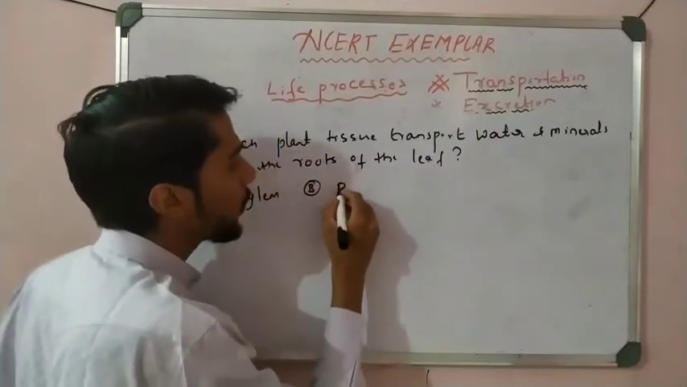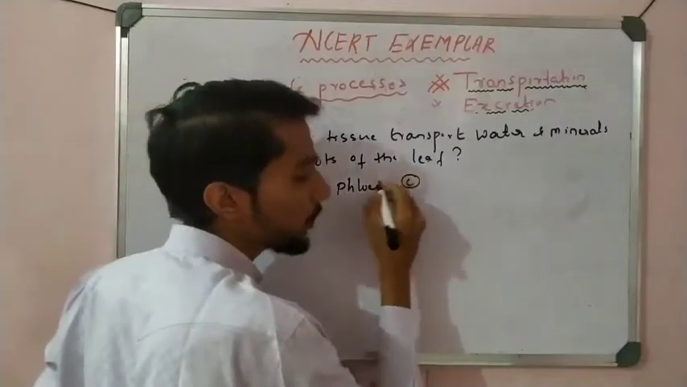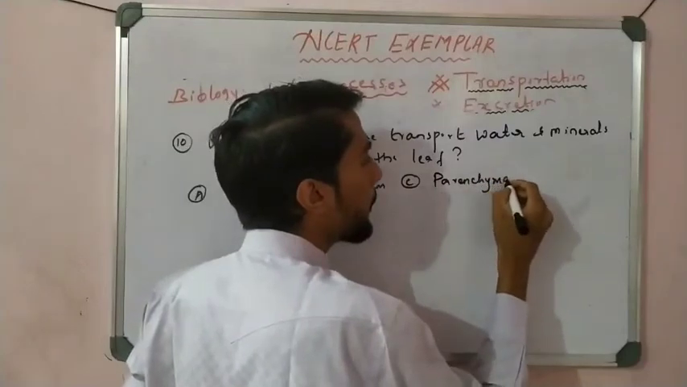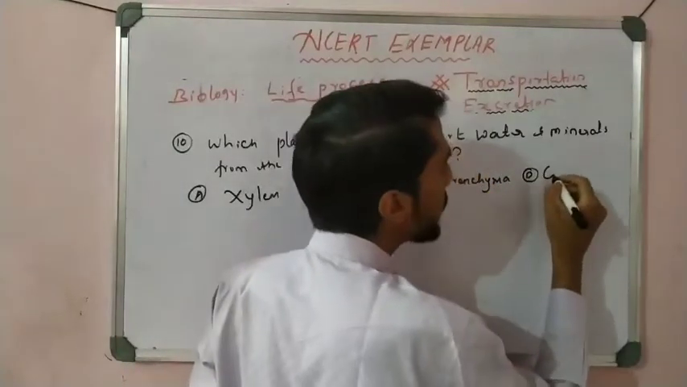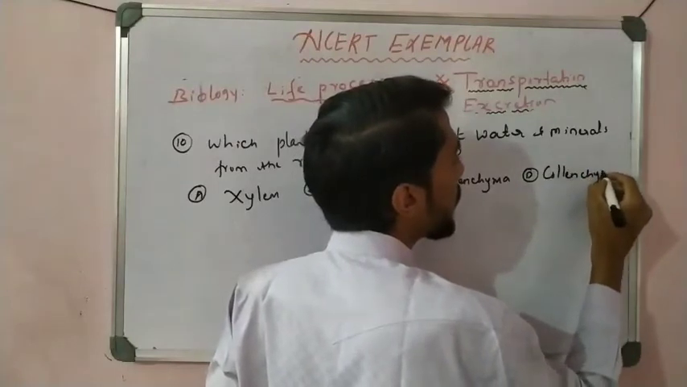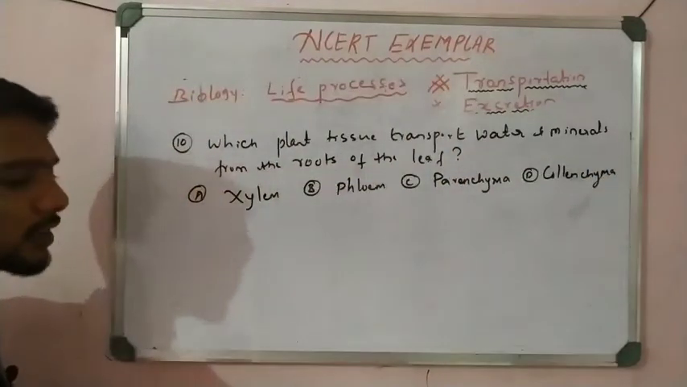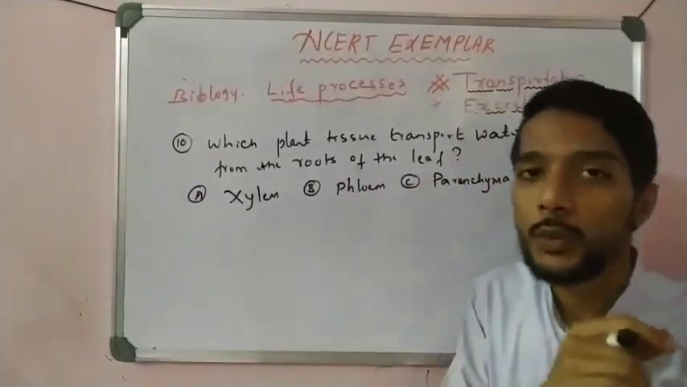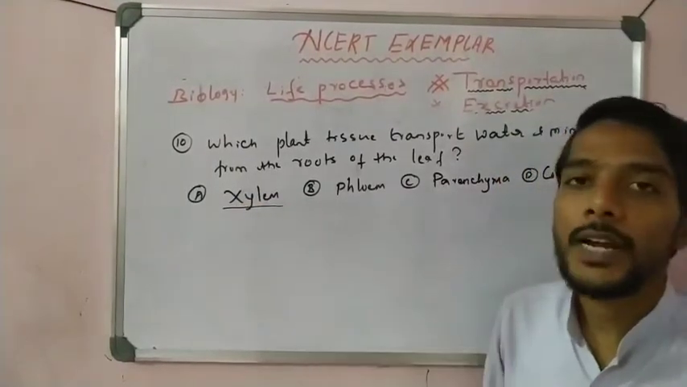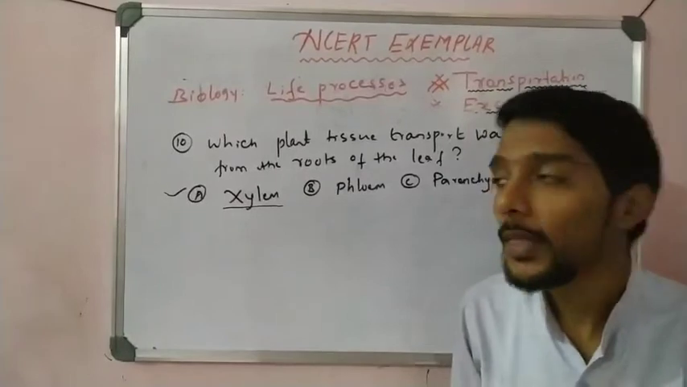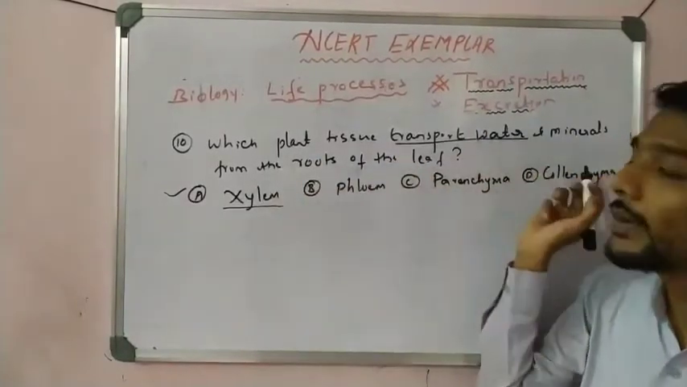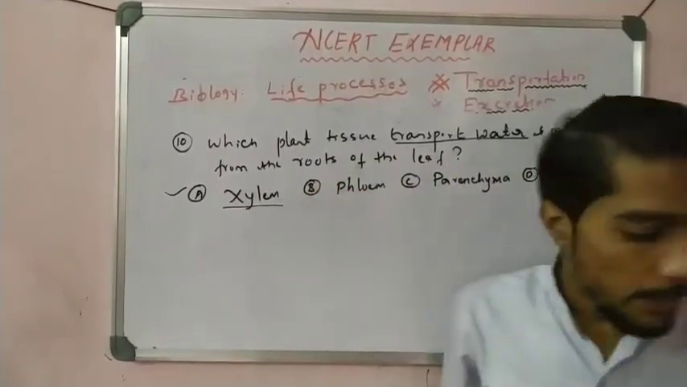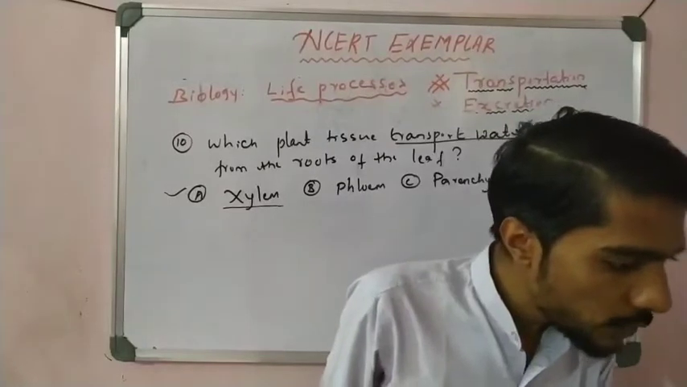Option B, phloem. Option C, parenchyma. And option D, collenchyma. Which is the correct answer, students? Simple, you already studied this in the 9th standard. The water transporting tissue is xylem. So option A is the correct answer. If it were food, it would be phloem, but it is asking about water, so xylem is the correct answer, students. That is a very important point to remember.